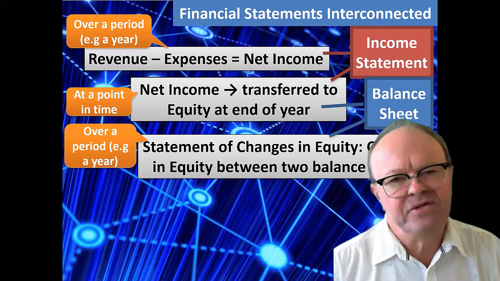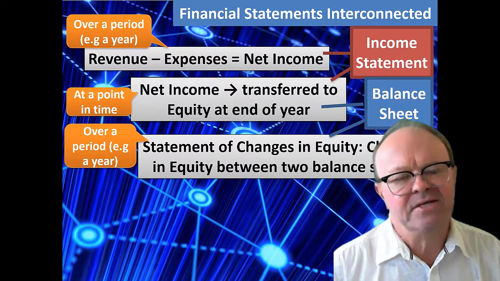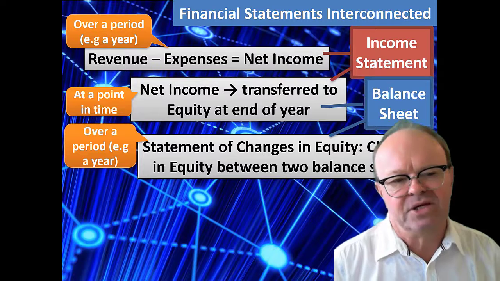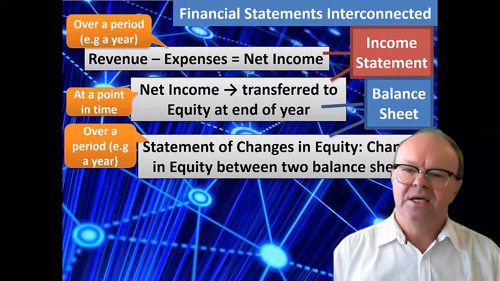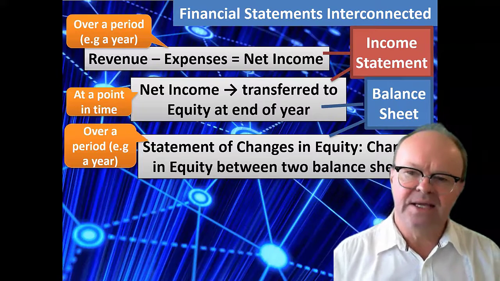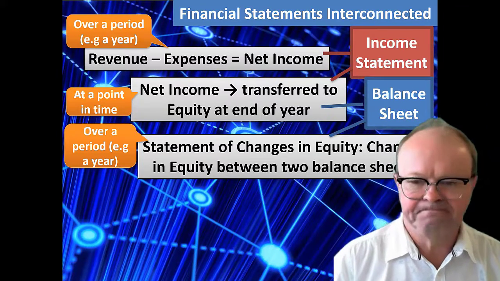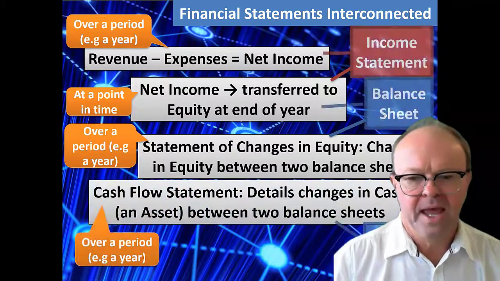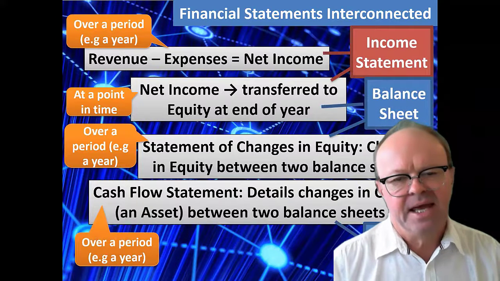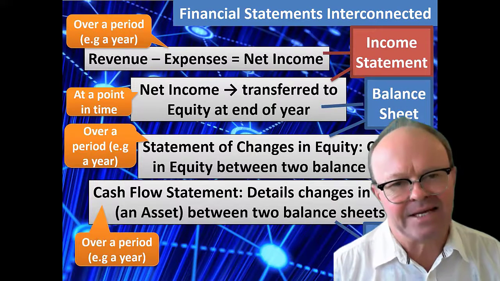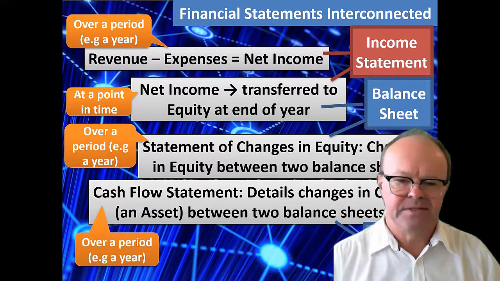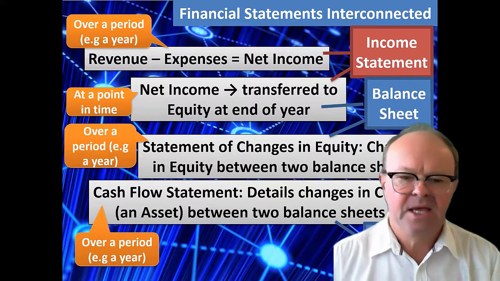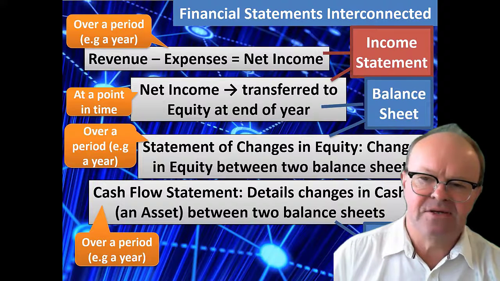Now, the statement of changes in equity shows changes in equity between two balance sheets, between last year's balance sheet and this year's balance sheet. So the statement of changes in equity is connected to the balance sheet. And the cash flow statement shows changes in cash, which is an asset, between two balance sheets, say over a period of a year. So the cash flow statement's connected to the balance sheet.